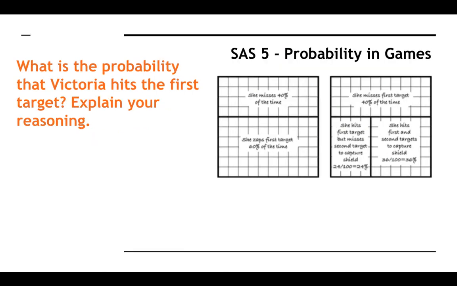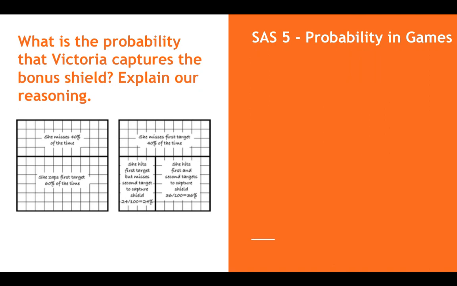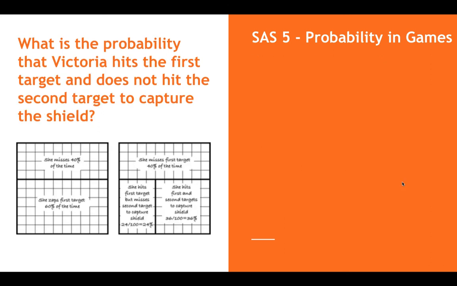Okay, so let's look into that. What's the probability she hits her first target? Explain your situation according to this probability. It's 60% of the time, 3 out of 5 times. How about, what is the probability she captures the bonus shield? That's when she hits both targets in the first try. To capture the bonus shield, she has to hit the second target, and she can hit the second target only if she hits the first target. So the first target she hits 60% of the time, and she hits the second target 60% of the time. So 0.6 times 0.6 is 0.36.